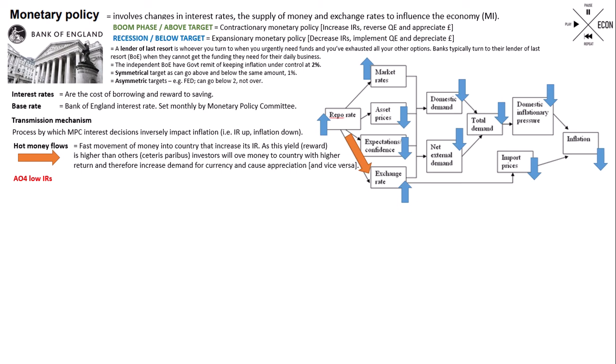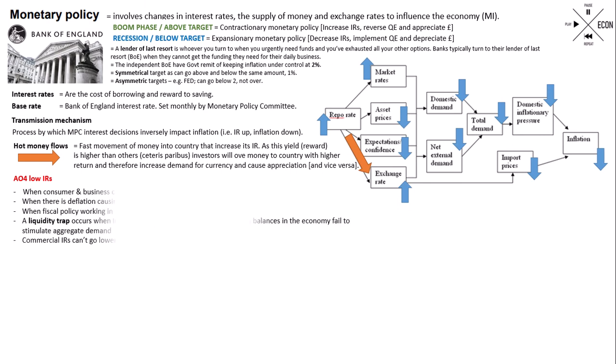So some critiques of interest rates, or expansionary interest rates, we could say, lowering interest rates, are animal spirits. So if confidence is low, even though interest rates go down, people might not spend more money. That's often linked to what's in bold there, which is called a liquidity trap. So that's whenever lower interest rates fail to increase the AD within the economy.